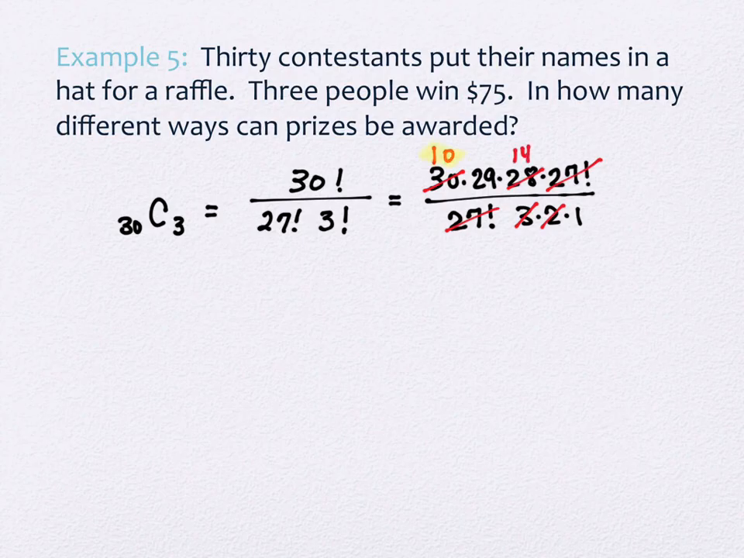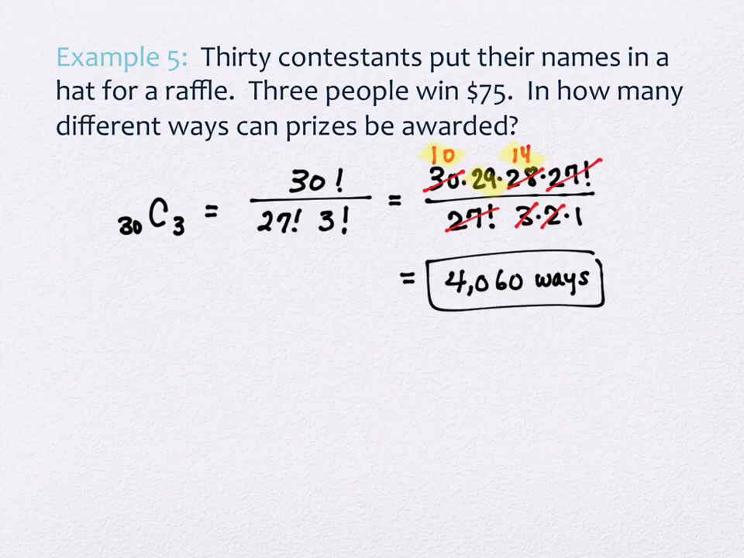And then we're going to take our calculator. We're going to multiply 10 times 29 times 14. What are we going to get? Something smaller than before. 4,060. There are 4,060 ways this could happen. There's not as many because I lost the specificity of the prizes. The prizes were all the same. So it didn't matter the order I drew the winners out in.